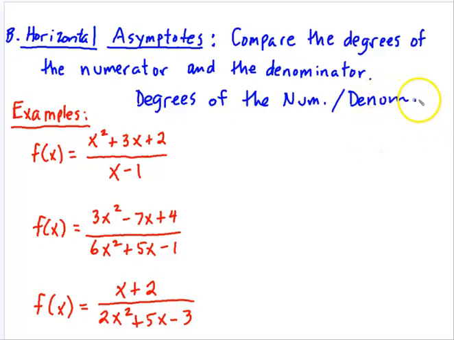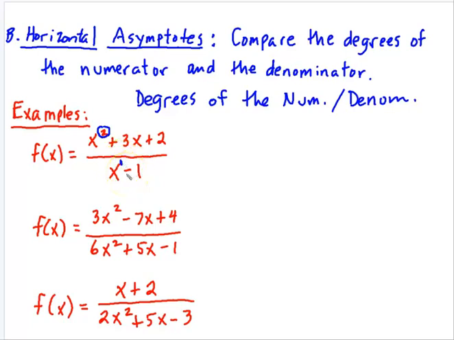So let me just do a little refresher if you've never heard this word degrees. How do we determine the degree of a polynomial? That's basically what we have here. We've got two polynomials being divided. That's what makes our rational function. The degree of the numerator is 2. So if you want to know what the degree is, look at the highest exponent for the variable. All right. So the degree of the top is 2. The degree of the bottom is 1.